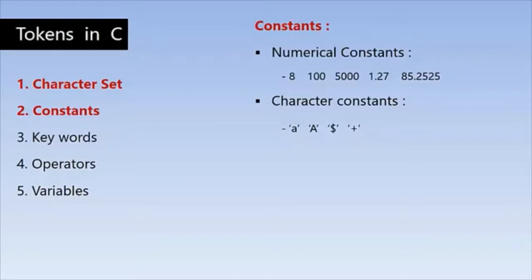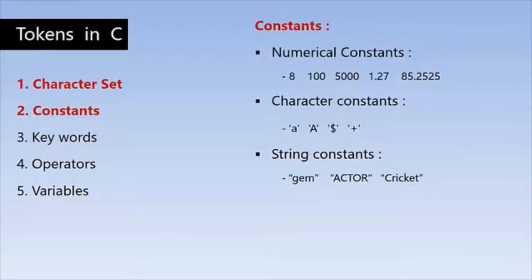That means they have a fixed value and a fixed name. They're not going to change their values or names anywhere in the program. And string constants: a string is a group of characters and should be enclosed within double quotes. A character is enclosed in a single quote, and string constants are enclosed within double quotes.